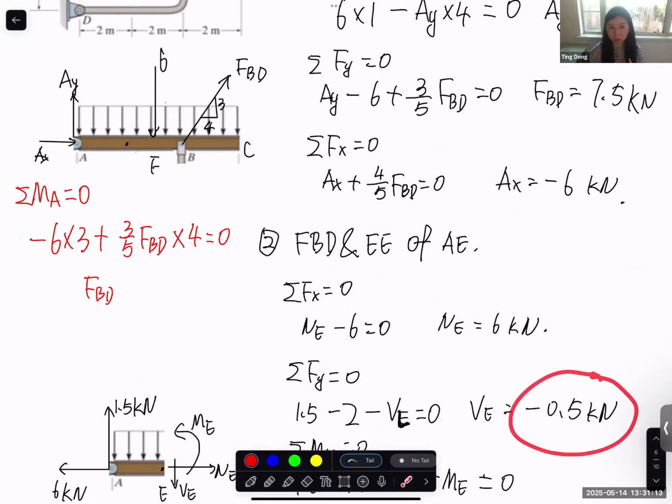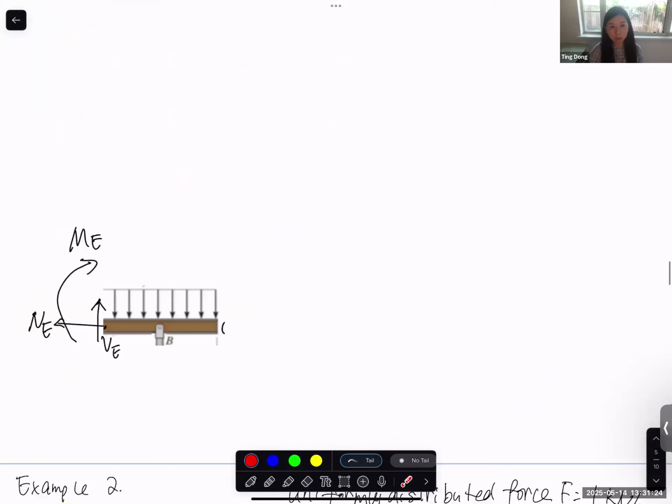You will get moment positive 1. You will get normal force positive 6, which should make sense. It should be like that because the internal force inside of the structure should be the same no matter whether we do the calculation using the left side or right side.